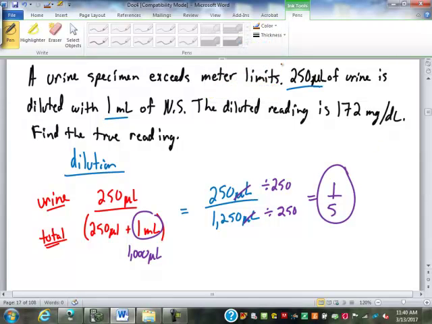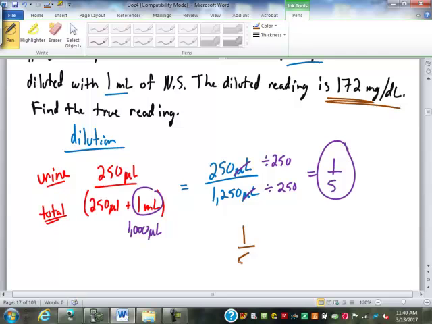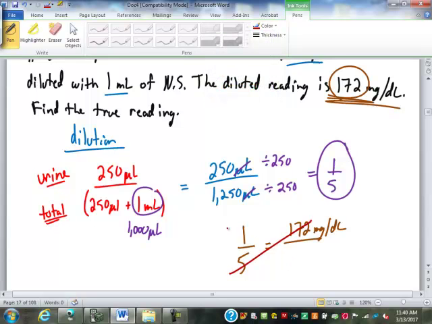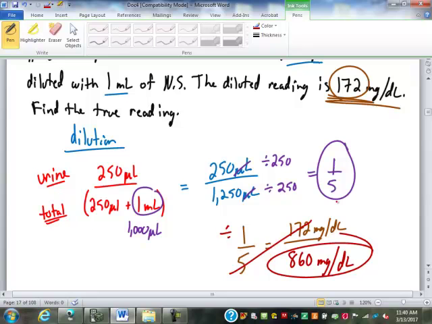Once we have the 1 in 5 dilution, that's what we use then to adjust that diluted reading. Because the 172 is the smaller of the two numbers, the diluted reading is smaller than the true reading, it's going to go with the 1 here. So 172 milligrams per deciliter, and we will cross multiply and divide. So 5 times 172 divided by 1 is, I believe, 860 milligrams per deciliter. So show of hands, how many of you had that? Okay. Anybody have questions on how we got to that? Want me to go through another example of that quick before we move on?